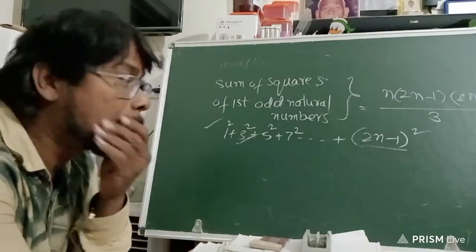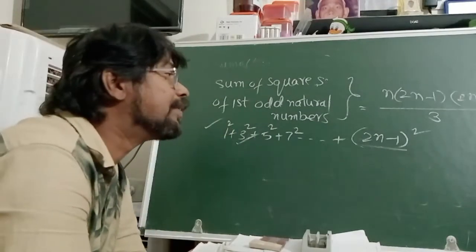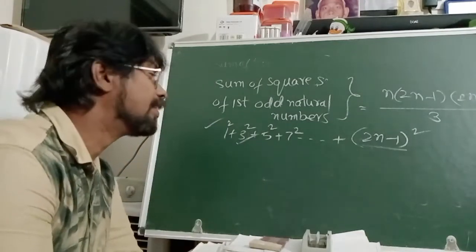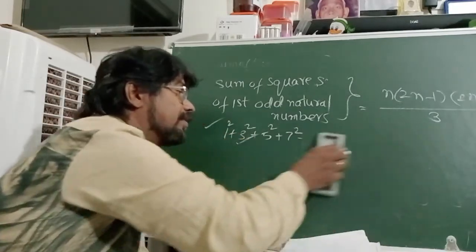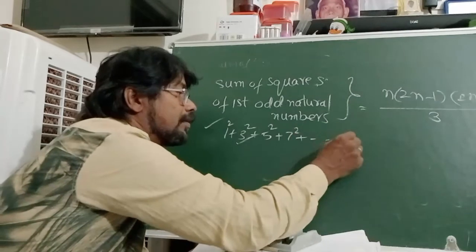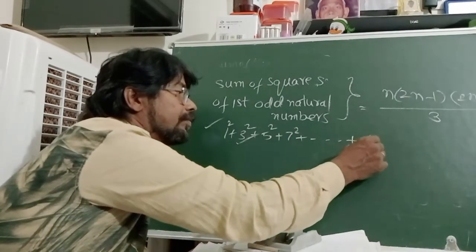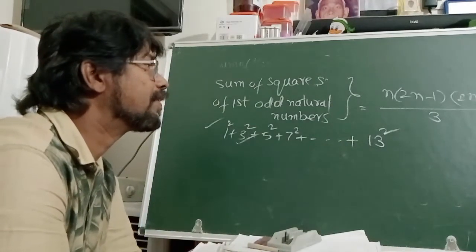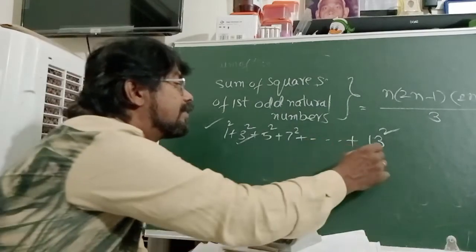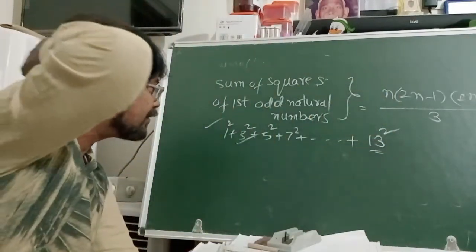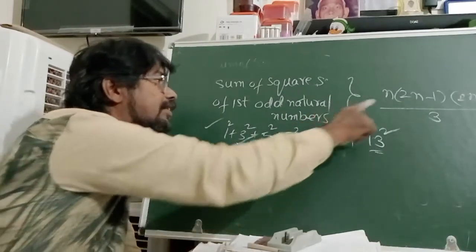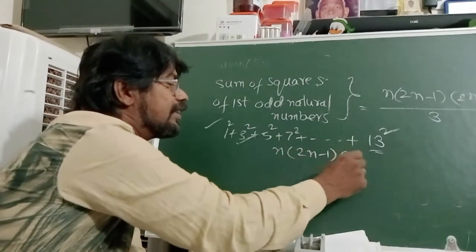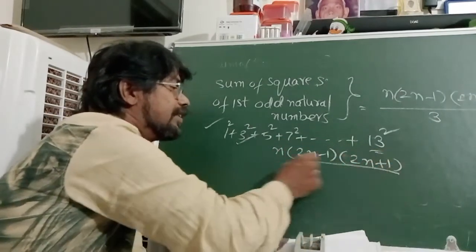Did you see this? According to that, remember here: n into (2n-1) into (2n+1)/3. Okay, now for example, 13 square, odd numbers. Here n is 13, so 13 into the formula. What is the formula? n into (2n-1) into (2n+1)/3 is the formula.